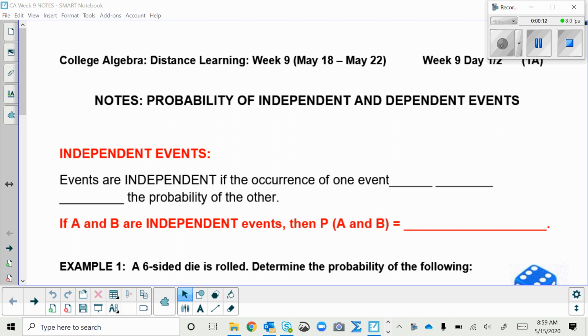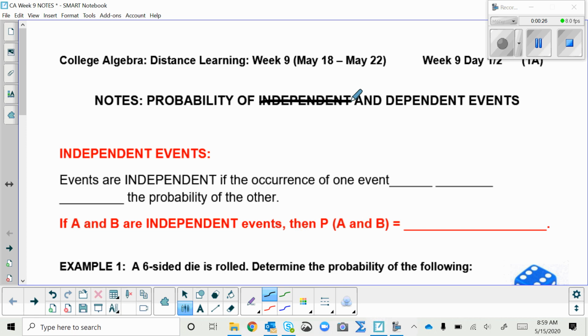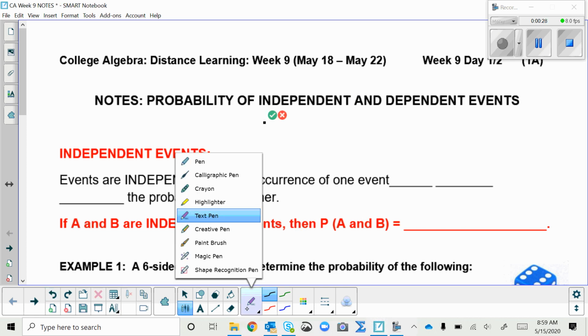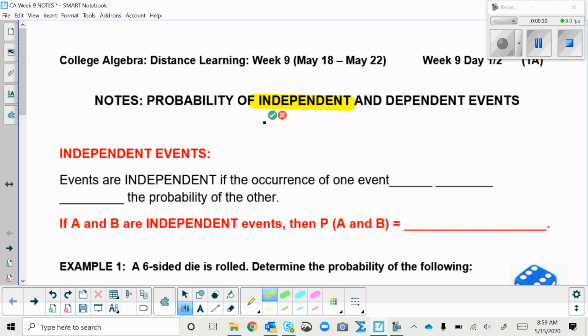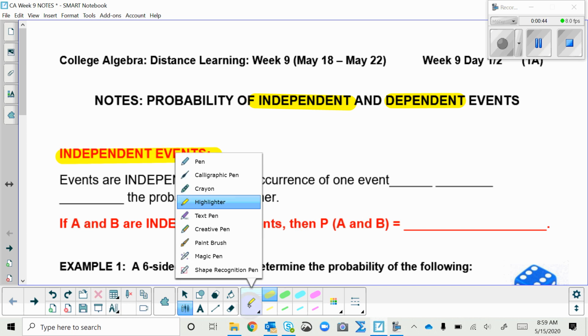What we're talking about today is probability again, and we're focusing on independent and dependent events. So the front of your notes is about independent stuff, and the back will be for dependent. So let's just set up with some definitions first for independent events.